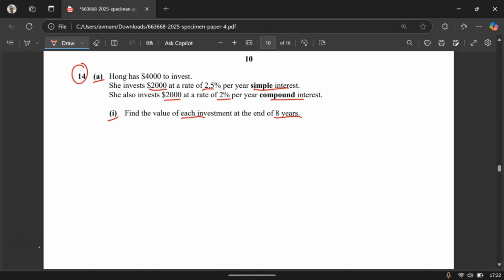Alright, so let's first calculate the simple interest. Simple interest is going to be PRT, which is principal, rate and time. If the rate is not in decimals, we need to divide by 100. Where principal is 2000, rate is 2.5%, and time is 8 years. That will give us 2000 times 2.5 times 8 all over 100.